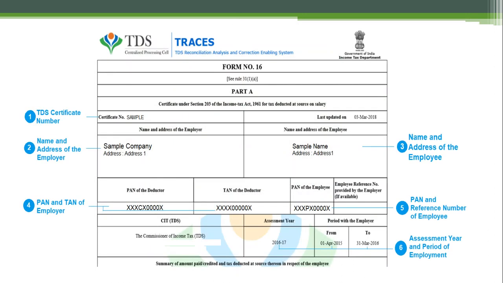This is Form number 16, and it has a Part A. You can see there are a total of 6 components that are specifically marked. Here is the TDS certificate number; we have written a sample. The second point is the name and address of the employer, so here your company, organization or institution name will be there, along with its address. The third thing is the name and address of the employee, so here your name and address will appear. Here will be the employer side and this will be your side.